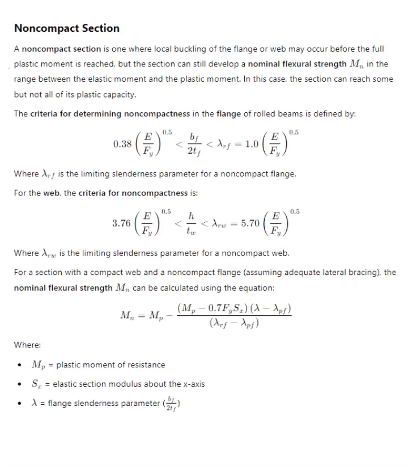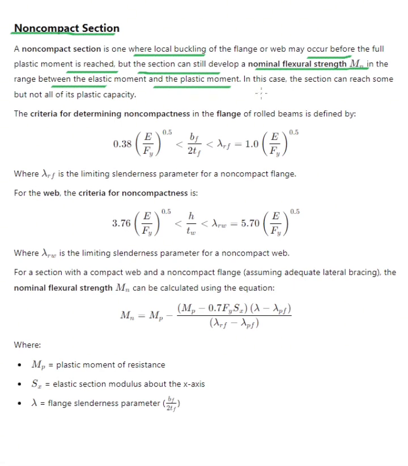The next one we can see is the non-compact section. A non-compact section is one where local buckling of the flange or web may occur before the full plastic moment is reached. So there is a difference between compact and non-compact. In the compact section, there will not be any premature local buckling before it reaches the full plastic moment. But in a non-compact section, local buckling of the flange or web may occur before the full plastic moment is reached. But the section still can develop a nominal flexural strength (Mn) in the range between the elastic moment and the plastic moment.